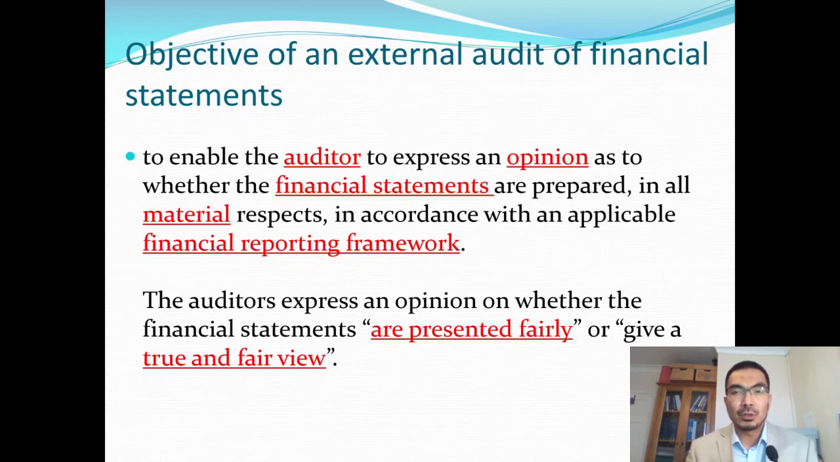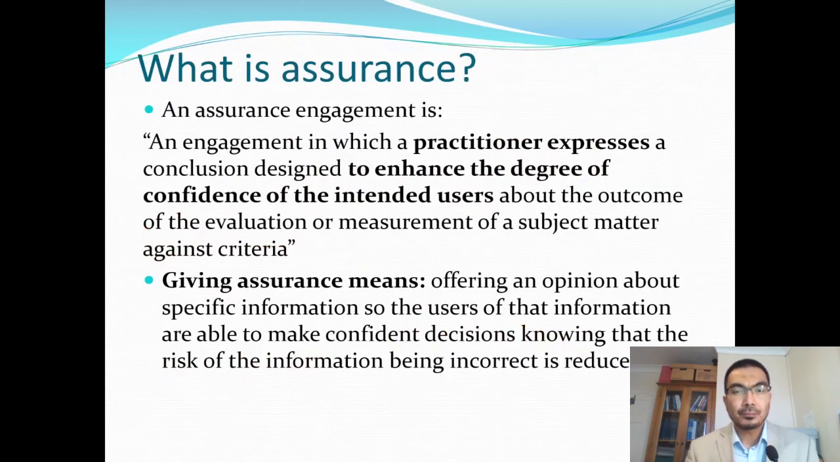So we have mentioned assurance. So I have a question for you. What is assurance? How do you define assurance? What do you understand when I say assurance? An assurance engagement is one in which the practitioner, meaning the auditor, expresses a conclusion designed to enhance the degree of confidence of the intended users about the outcome of the evaluation or the measurement of a subject matter against criteria. We will define all of them. Who is the practitioner? What's the subject matter? And what's the criteria? So we'll come back later on and explain all of those three terms.